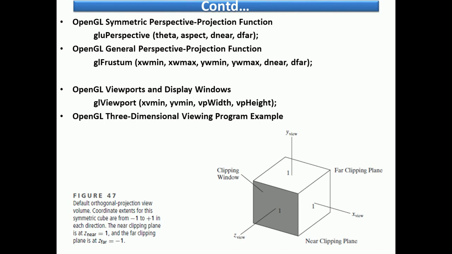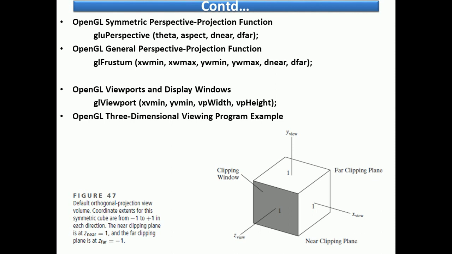A symmetric perspective projection frustum view volume is set up with the gluPerspective function. To this function we pass the parameters theta, aspect, d near and d far, with each of these four parameters assigned a double precision or floating point number. The first two parameters define the size and position of the clipping window on the near plane, and the second two parameters specify the distance from the viewpoint to the near and far clipping planes.